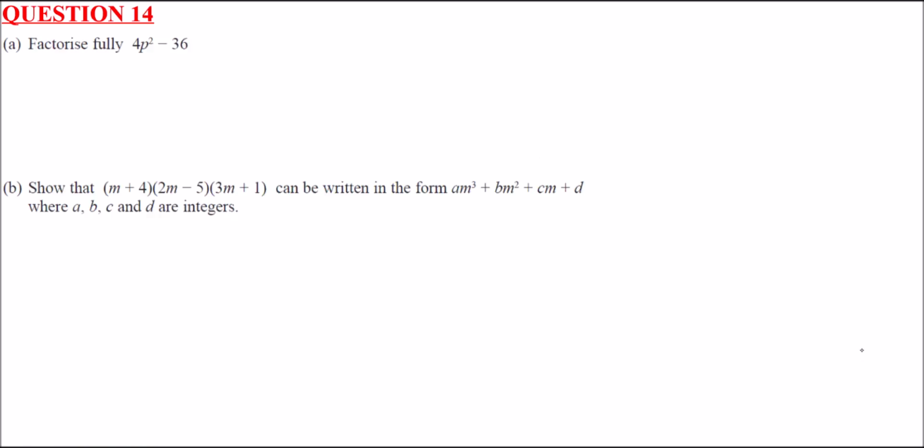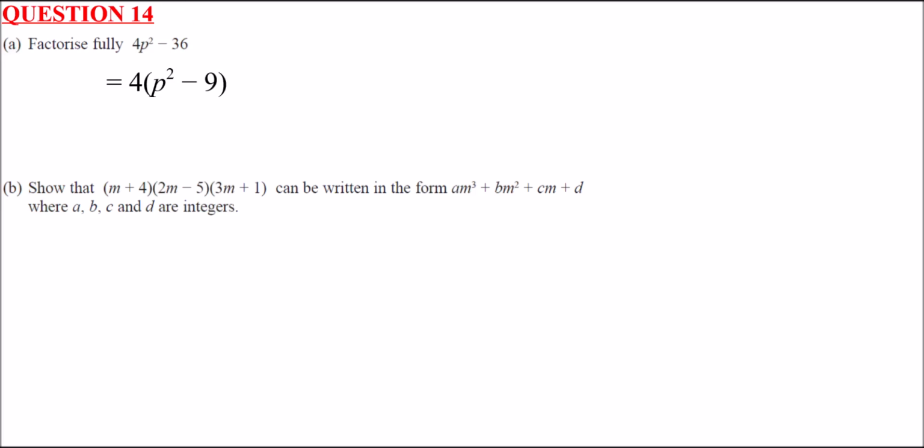Question 14, part A gives us a clue in a way. It says factorise fully, not just partially: 4p squared minus 36. So looking at the numbers alone, 4 and 36 are both multiples of 4. So first off, we can factorise out a 4 from both of these terms to give us that this equals 4, then brackets p squared minus 9.